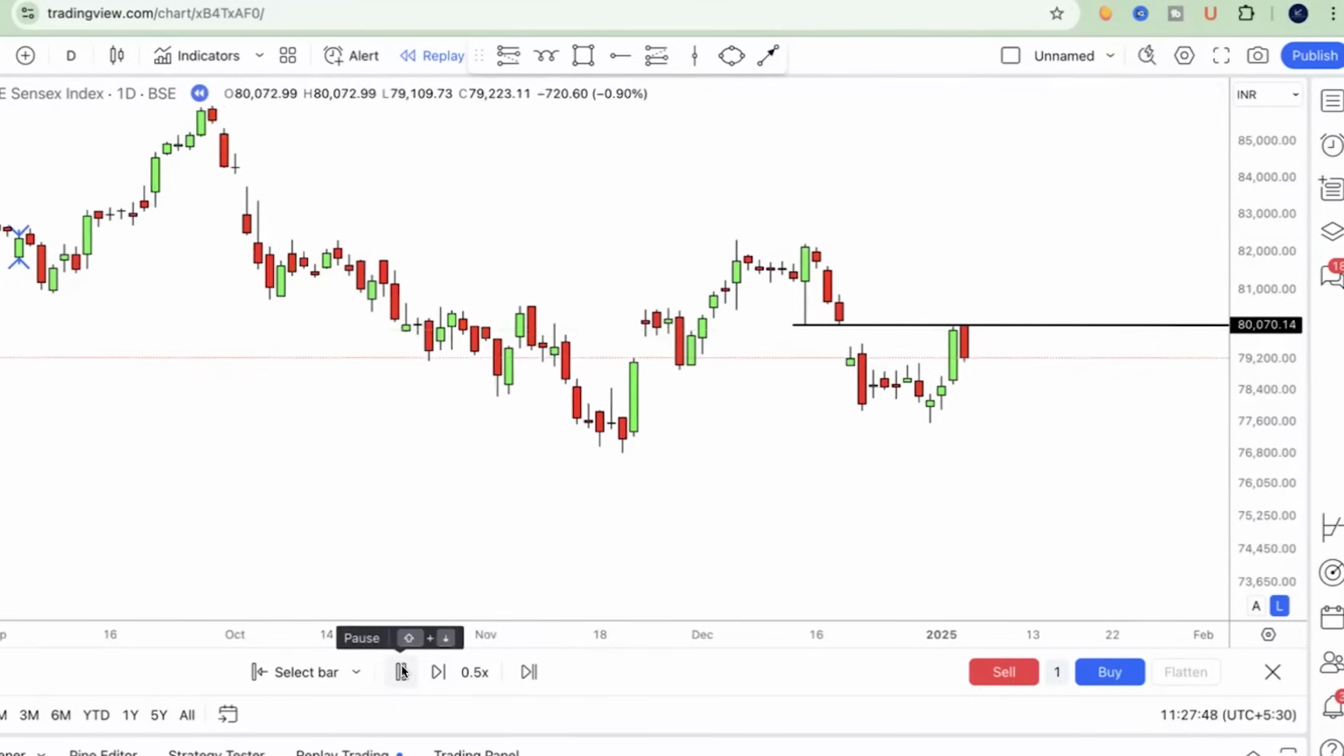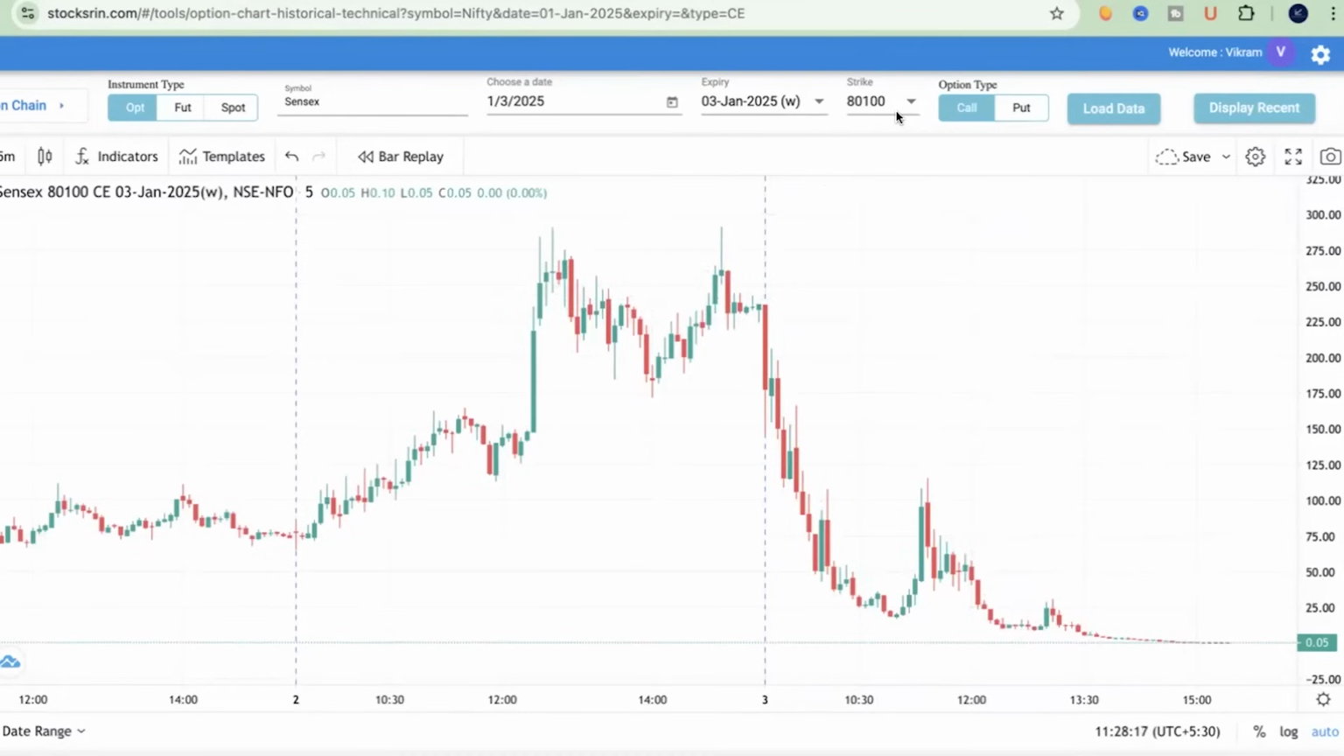So now let us replay the button, and you can see that next day what happened. Exactly, price reversed from that level where we marked the black line. So it was a bearish day. So now let us go to option chart. 80,100 was nearest strike, 3rd January expiry day.